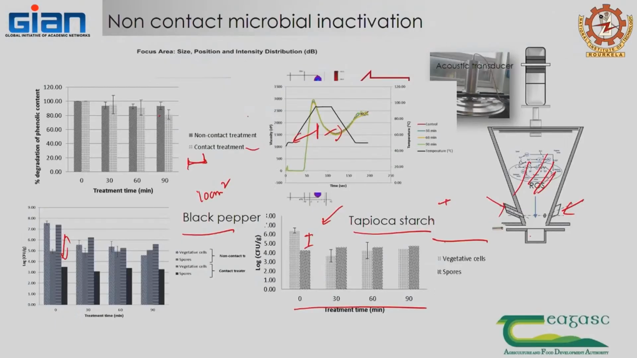Now we are covering the technology. This is again the percentage degradation of phenolic compounds. When it was done with black pepper, no changes, because it's airborne. Starch, no changes in rapid visco analysis, that is, the rheological properties were not changed, and we don't want them to change.